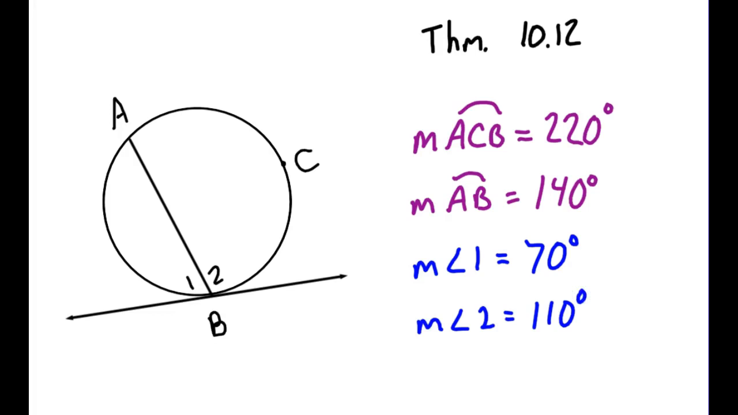We can quickly check to see if these angles are reasonable, because if we look at our tangent line, line B, this is a straight line formed by two adjacent angles, so this must add up to 180 degrees. Because this forms a linear pair, if we add angle 1 and angle 2, two adjacent angles that form a line, that's a linear pair. They must be supplementary. Angle 1 plus angle 2, if we take 70 plus 110 degrees, we get 180 degrees.